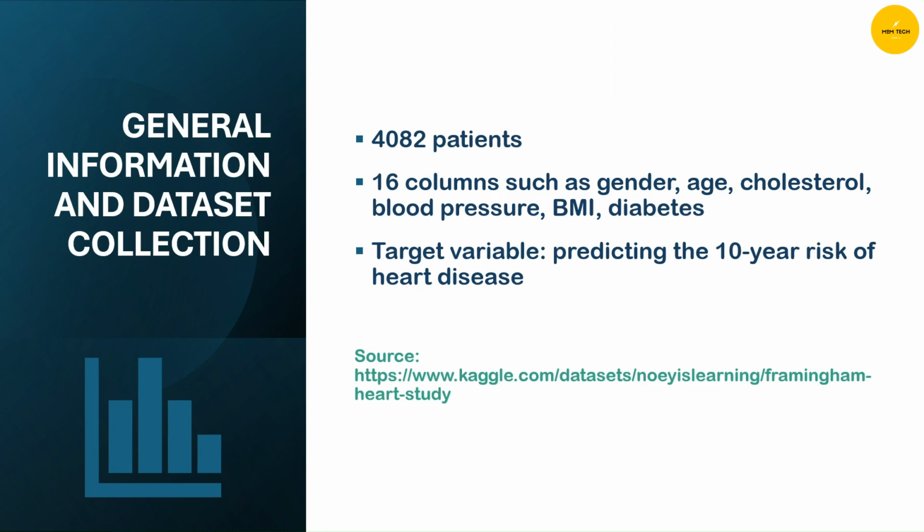To recap from my first project, this dataset contains 4,082 patients, 16 columns such as gender, age, cholesterol, blood pressure, body mass index, diabetes, among others. The target variable is predicting the 10-year risk of heart disease. This dataset can be found at this link.